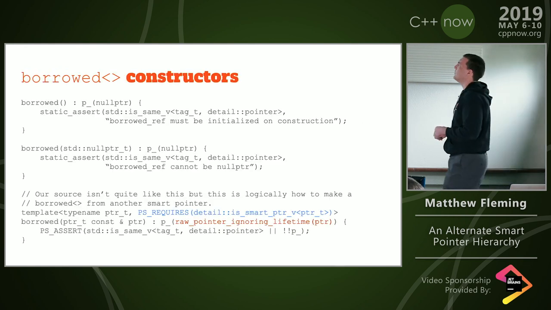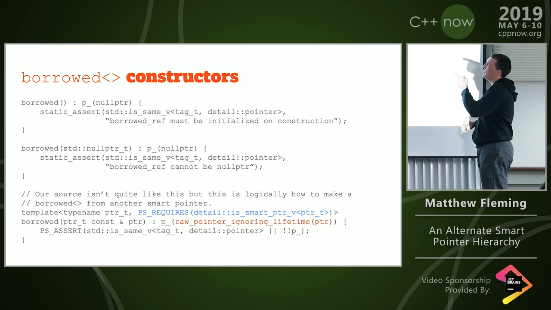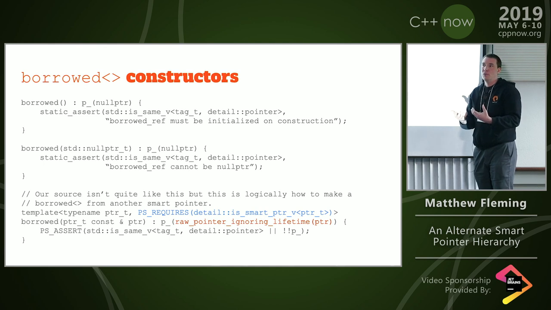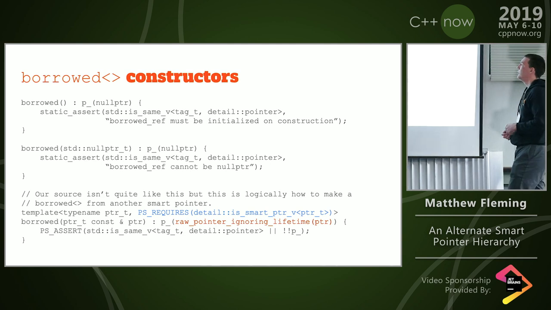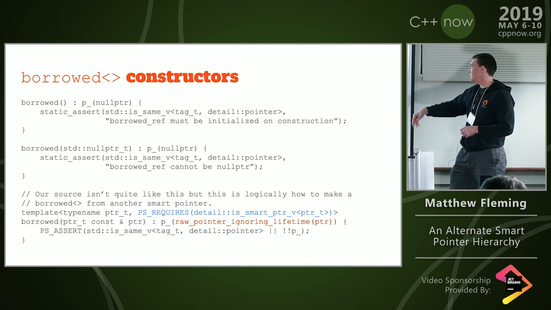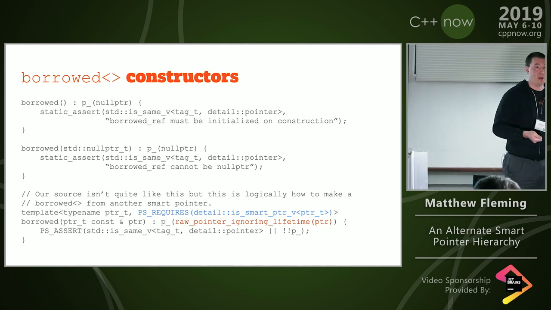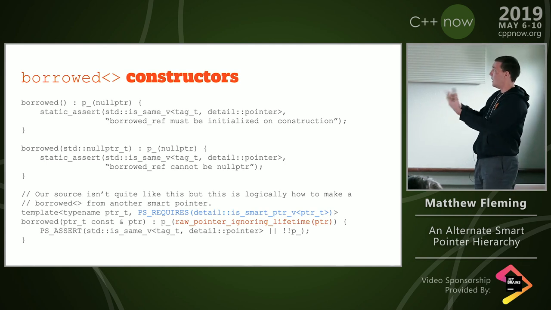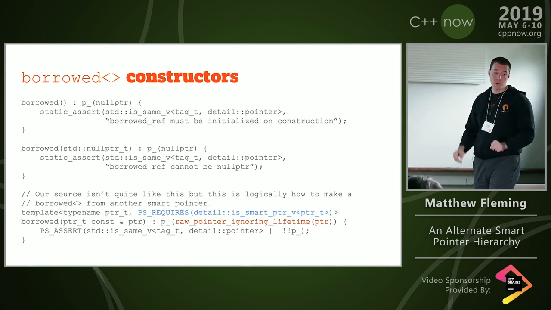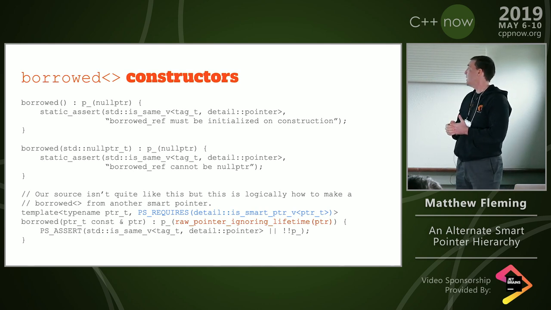Some semi-obvious constructors for borrowed. The nice thing about borrowed is, I don't want it to ever be null if it's supposed to have reference semantics, so I can statically assert that. If somebody tries to create a borrowed ref and they don't give it a value, it won't even compile. I can effectively always create a borrowed from a smart pointer just by asking for the raw pointer ignoring lifetime, because in this case, it's okay to ignore lifetime. I'm explicitly showing a non-ownership. And there's some SFINAE in there to say it must be a smart pointer type.